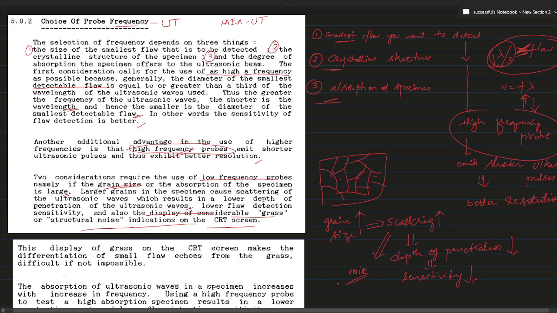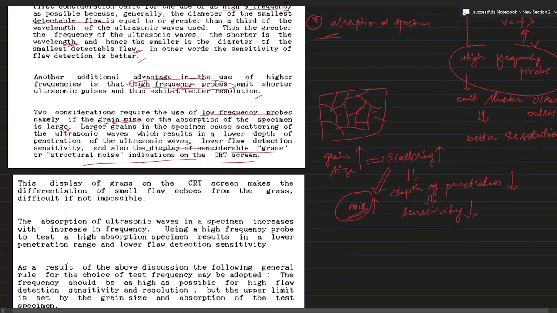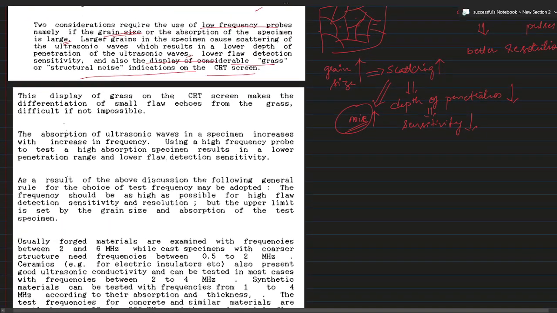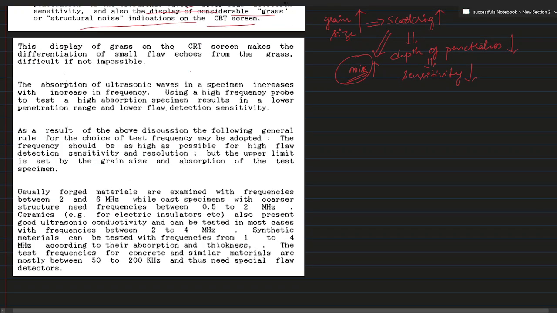So noise also increases. Okay, noise increases. Now if you see the next explanation, this display of grass on the CRT screen makes the differentiation of small flower echoes from the grass difficult, if not impossible.